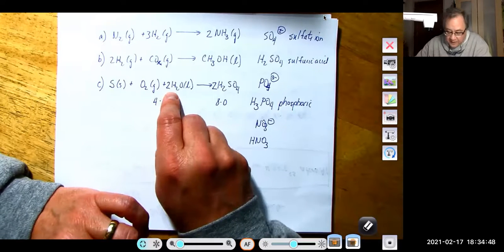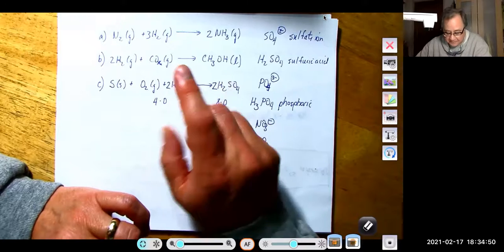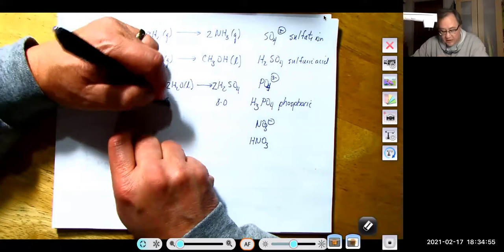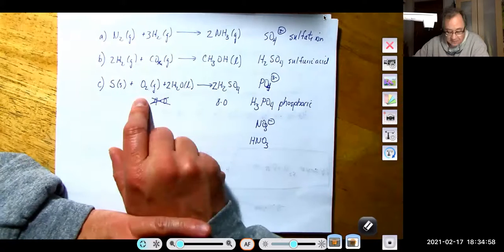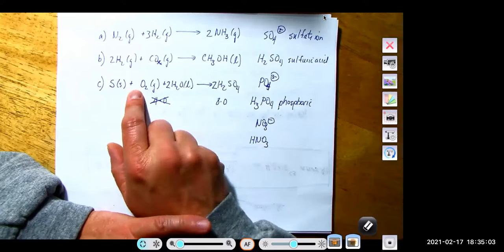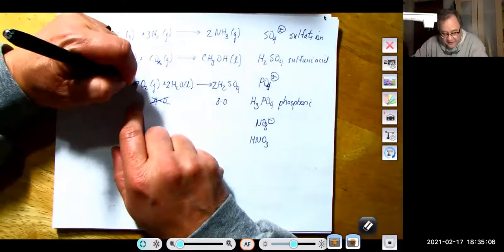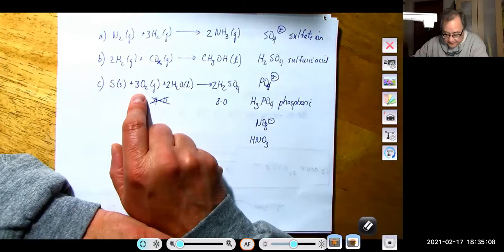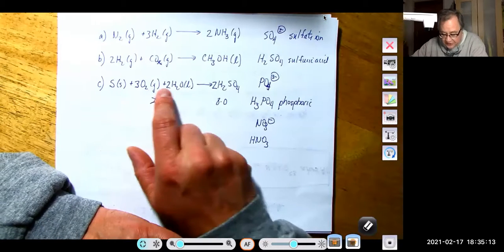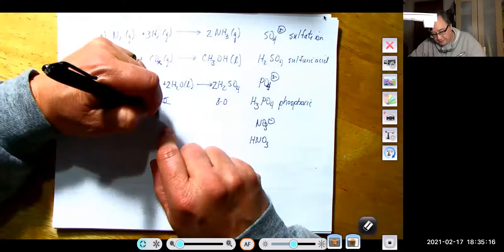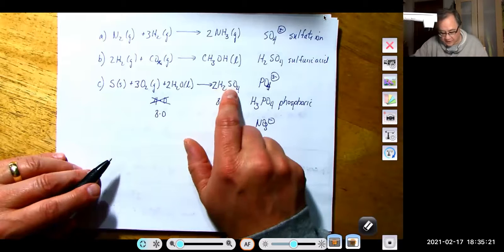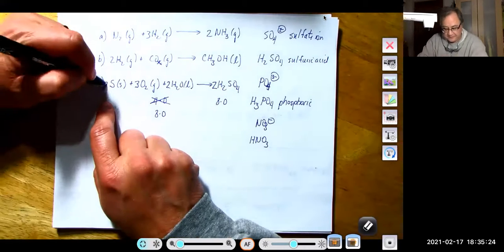So if we change this coefficient, we have to go back and forth and back and forth. And it's just a nightmare. I'm going to change the coefficient in front of this O2. So how do I get 8 oxygens on the left? By putting a number in front of O2. 3. Because 3 times 2 will give me 6 oxygens. 2 times 1 will give me 2. 6 oxygens here and 2 oxygens here equal 8. So that's perfect. And now we can look at the sulfur. We have 2 sulfurs here and 1 here, so we just put a 2 there. And we're done.